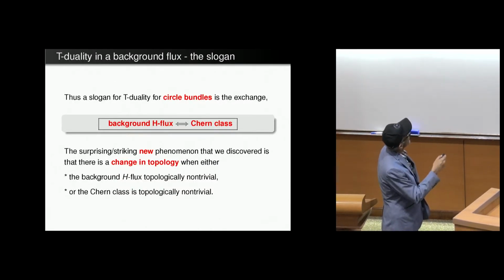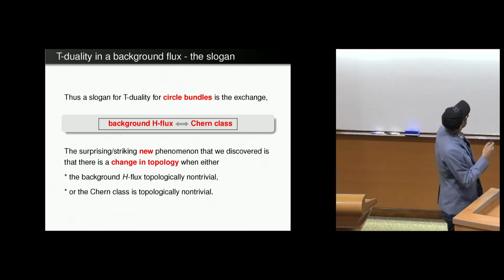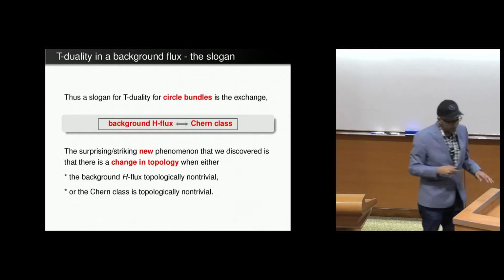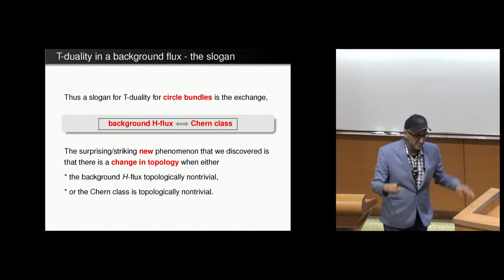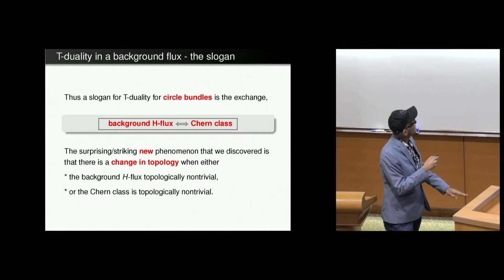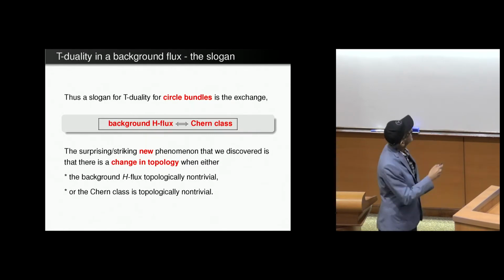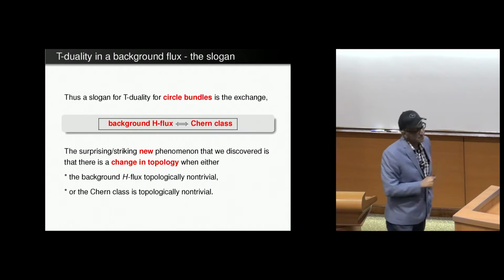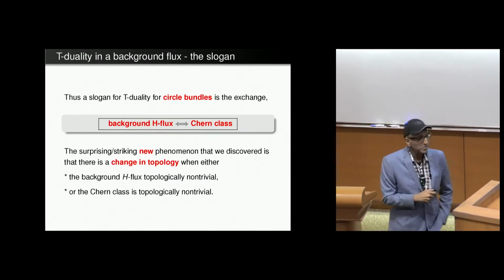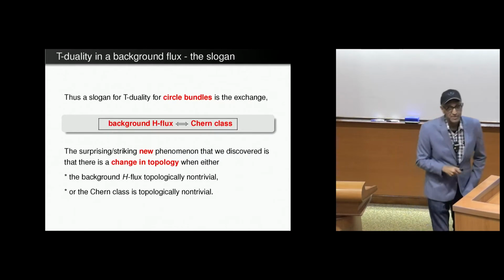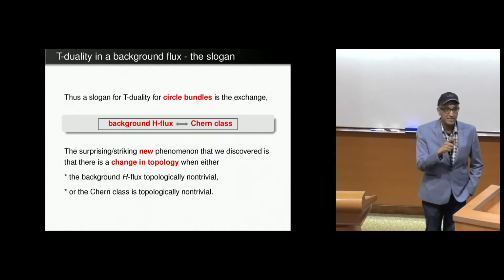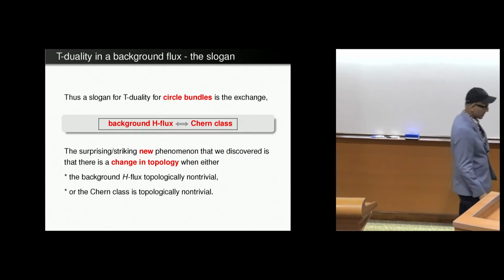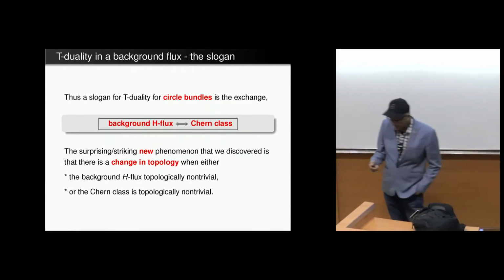So the slogan we had way back is that T-duality for circle bundles is the exchange of the background flux with the Chern class. In other words, the new phenomenon is that there's a change in topology of spacetime if either the background flux is topologically non-trivial or the Chern class is topologically non-trivial. In either case, you'll get that the T-dual spacetimes are not topologically equivalent.